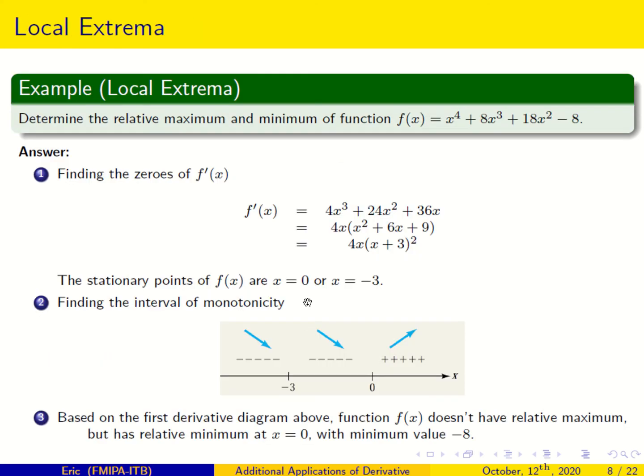So this is the discussion about increasing and decreasing functions and local extrema. Next, we will discuss the concavity of a function.